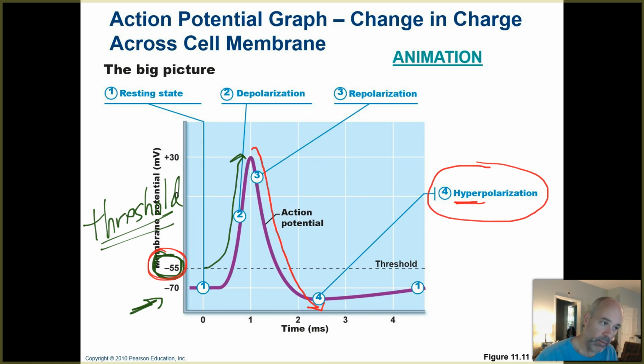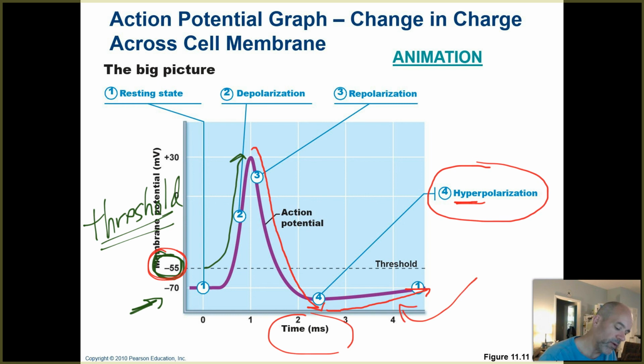But we can't stay hyperpolarized. We've got to return our membrane back to its normal resting state. So you see there's kind of a gradual increase. Now these processes are taking milliseconds. MS means millisecond. That's thousandths of a second. So all this is happening very, very rapidly.